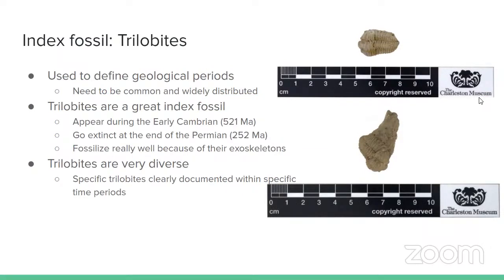So a useful fossil for us in the Cambrian that allows us both to look at diversity as well as to kind of track changes in time are trilobites. So they're commonly considered an index fossil. So an index fossil is one that's used to define geological periods.